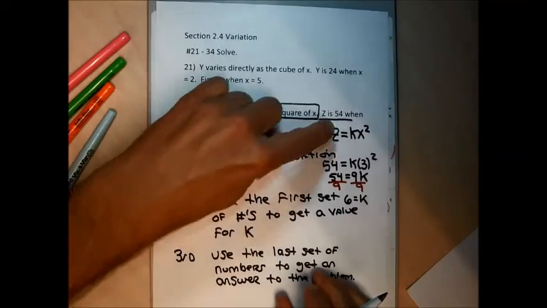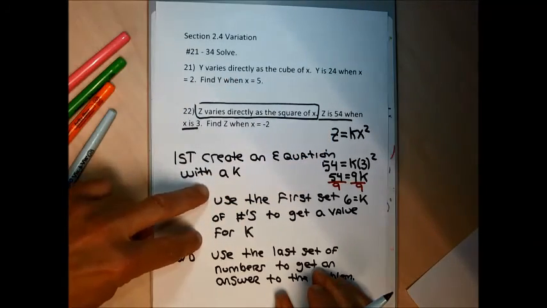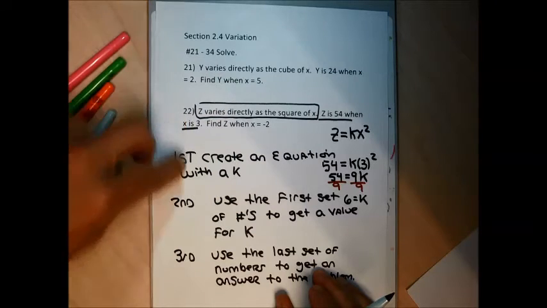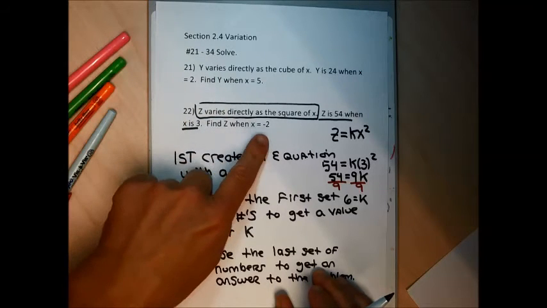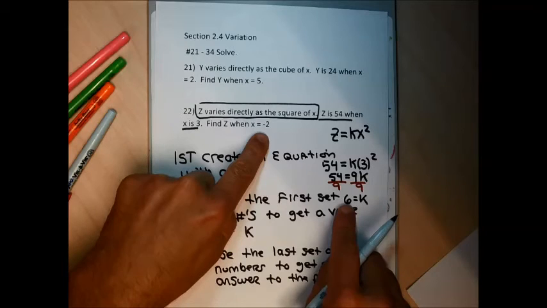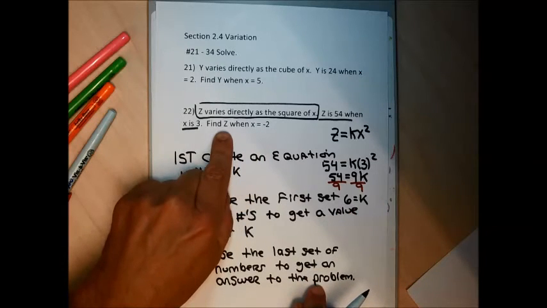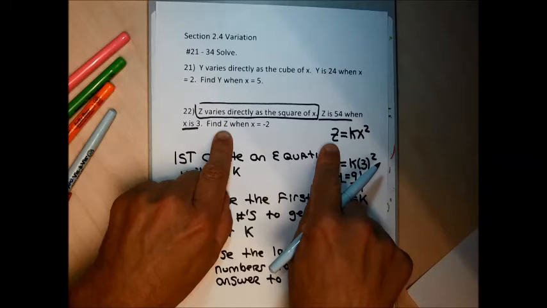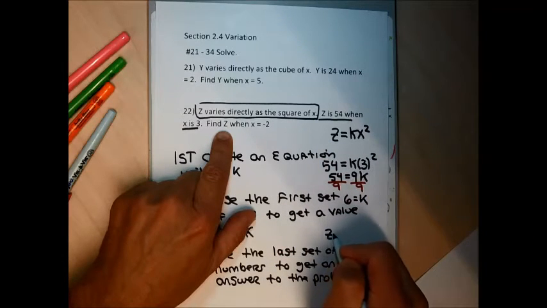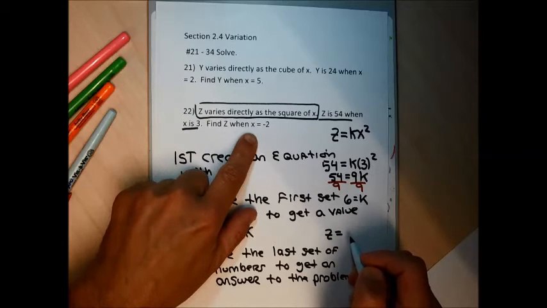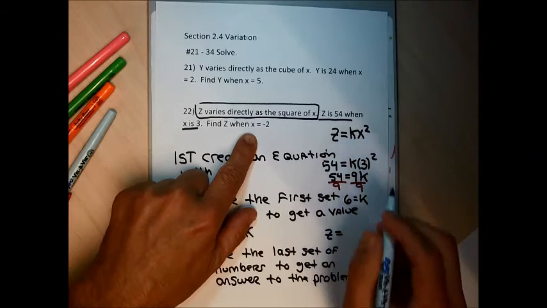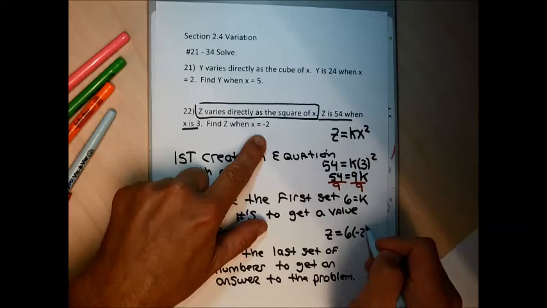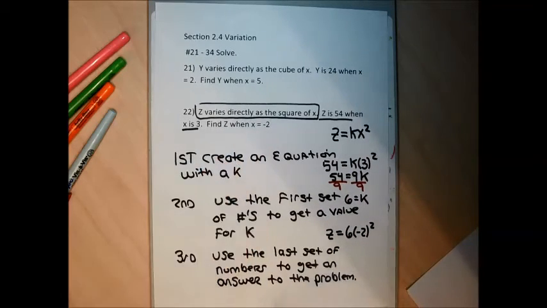So first I created an equation with a k. Second, I used the first set of numbers to get a value for k. Lastly, use the last set of numbers, actually the last number, and the value of k to get an answer. So find z. In the last step, I'm trying to find z. I'm not going to plug a number in for z. When x equals negative 2, well, k has to equal 6. So I'm going to plug in 6 for k, and I'm going to plug in negative 2 for x. And this is going to give me my answer.